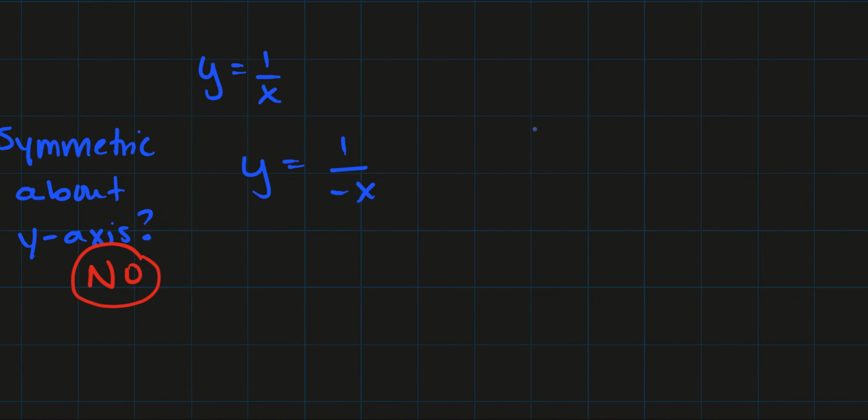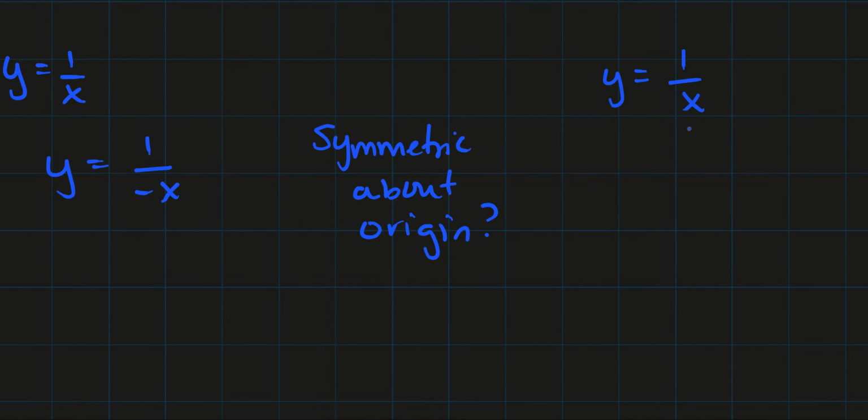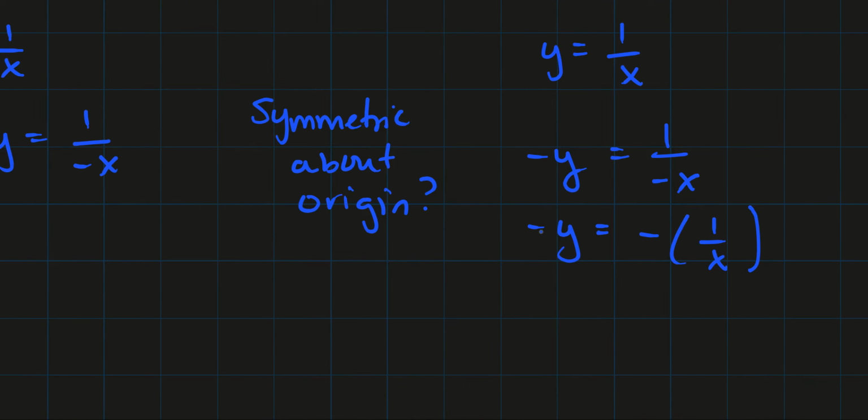Is it symmetric about the origin? And remember that the equation is y is equal to 1 over x. If I plug in negative y and I plug in negative x, well, this is now negative y is equal to, this negative can be moved up or onto the outside, so 1 over x. And then multiply both sides by a negative, you get the original equation. So it is symmetric about the origin.